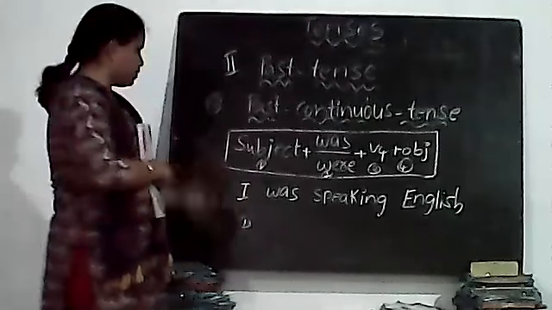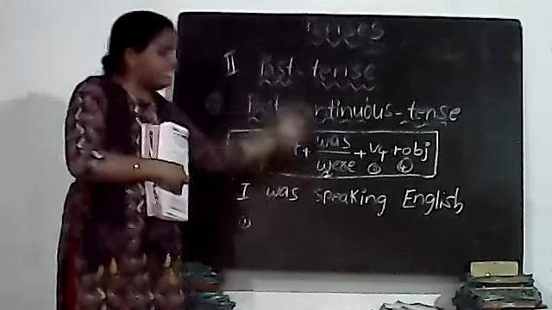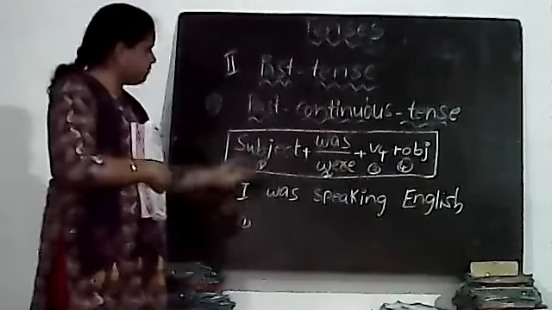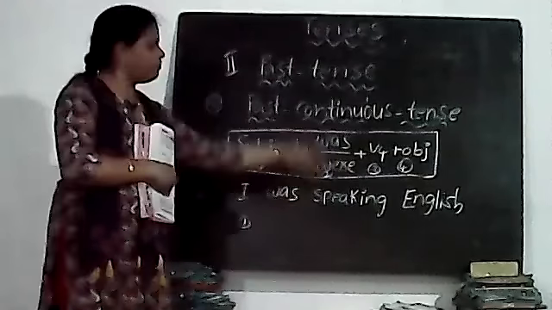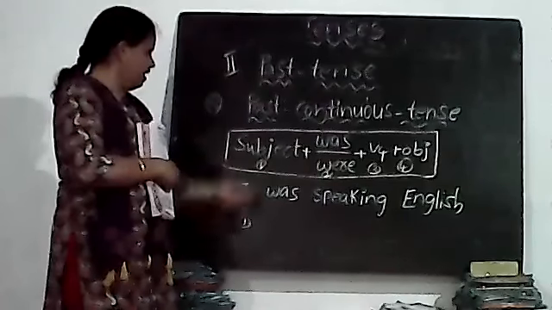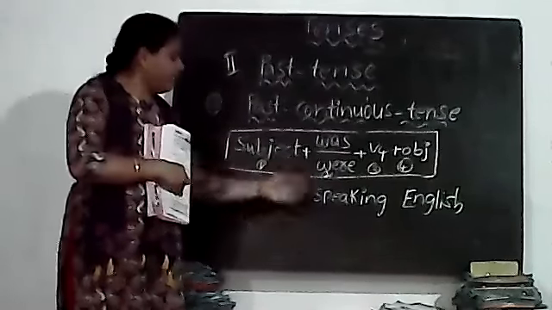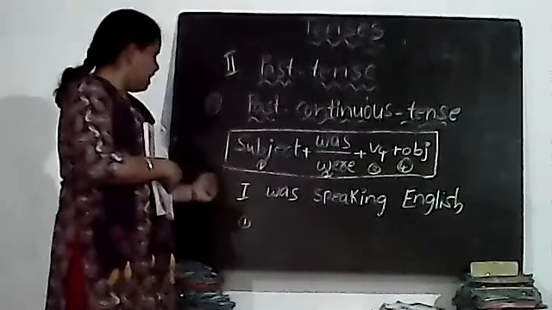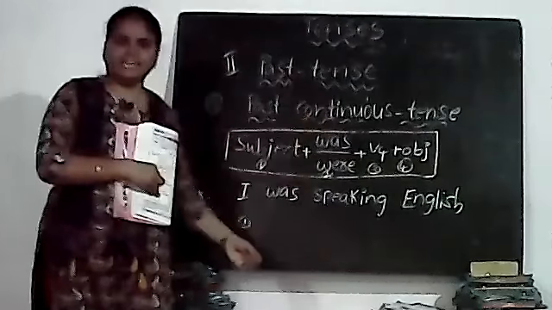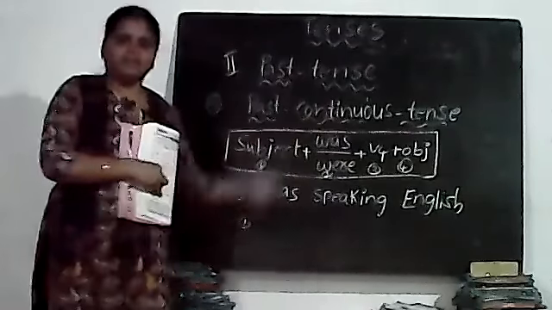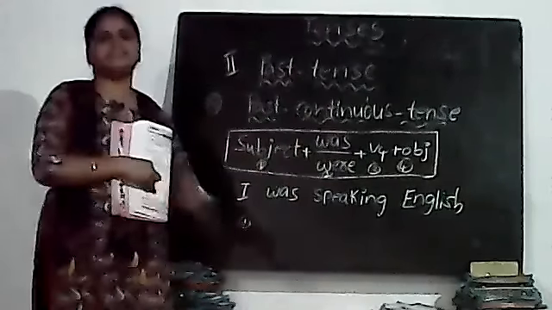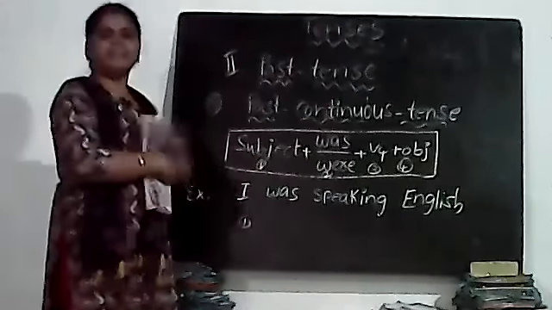You write it. She was dancing folk songs. Okay, now next, he was speaking English. She was speaking English. They were speaking English. It was speaking, whatever. Which subject are you taking? There is no change, but you collect the persons and write more examples.